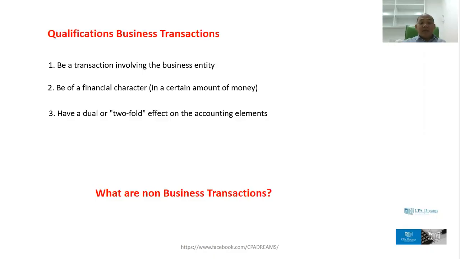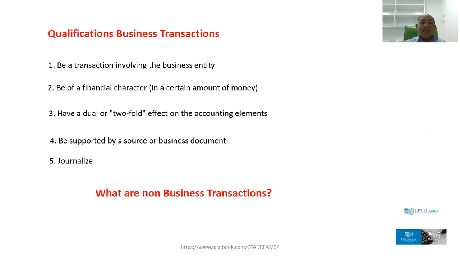Next, third is a dual or twofold effect on the accounting elements. As I have said, it should have an effect on the accounting equation, assets equals liabilities plus capital. If there's an increase in asset, there is a corresponding increase on the liability and equity side. Next, it must be supported by a source or business document. You cannot make any entries without supporting documentation. This is also applicable in real life, so you need to remember this one.